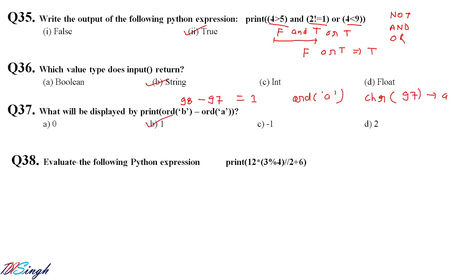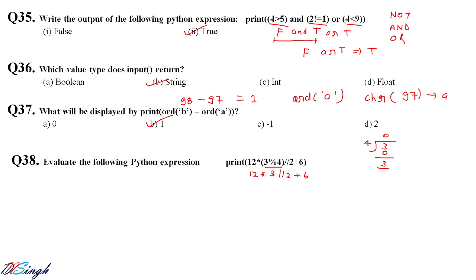So here the answer is b. Let us see, evaluate the following Python expression. Again, parenthesis has the highest priority. If I divide 3 by 4, 0 times it will go. What is the remainder? 3. So output will be 3 here, then star 12, floor division 2, plus 6.